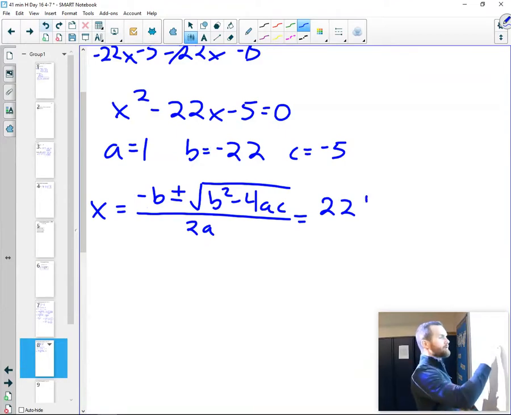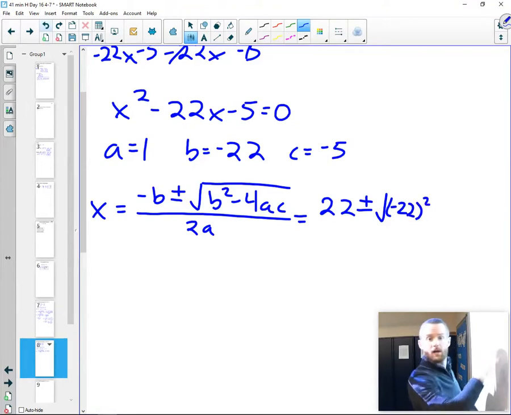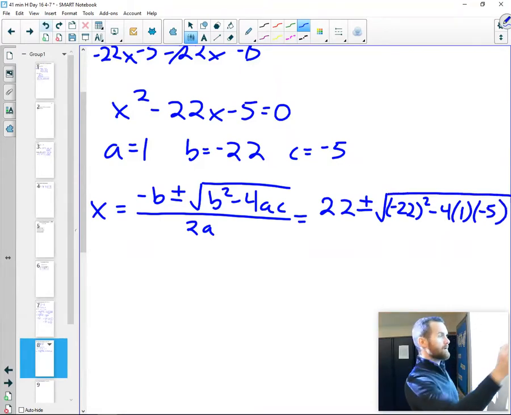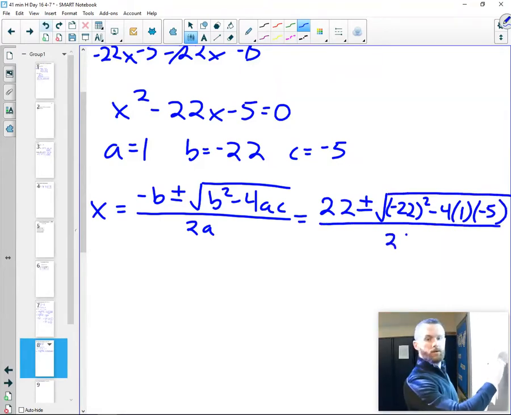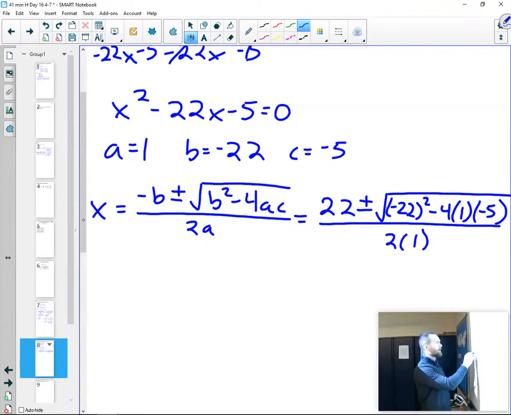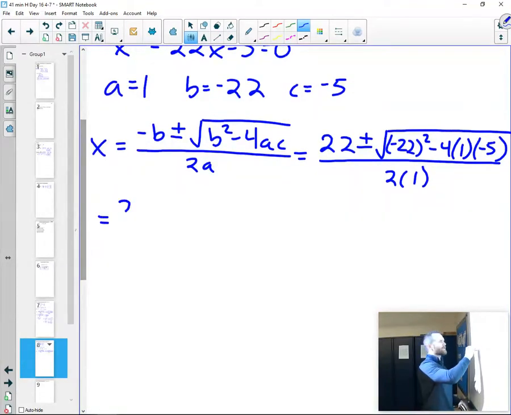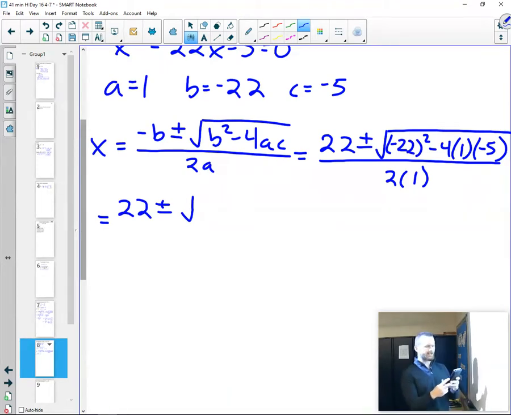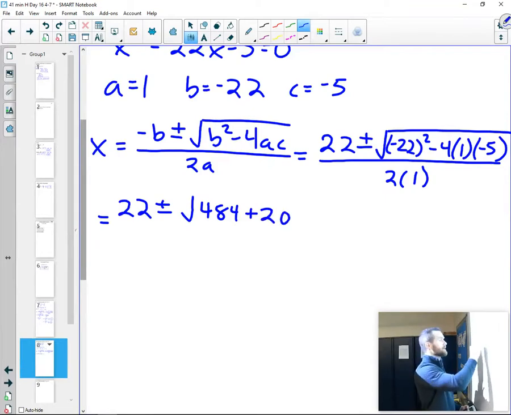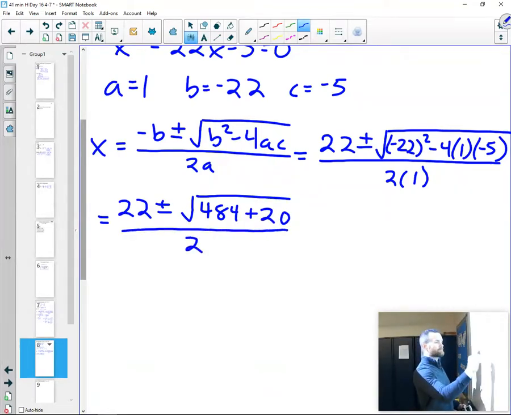And we get a positive 22 to start off. Then plus or minus the square root of b squared, that's negative 22 squared, minus 4 times 1 times negative 5, all divided by 2a. That's going to be 2 times 1. Well, that's just 2, but we'll fix that on the next step. All right, now we start simplifying inside the square root. The 22 in front just comes along to the right. Let's see, square root of, well, negative 22 times negative 22. It's going to be positive something, 484. Positive 484. Then let's see, negative 4 times 1 times negative 5. That's going to be positive 20, all divided by 2.